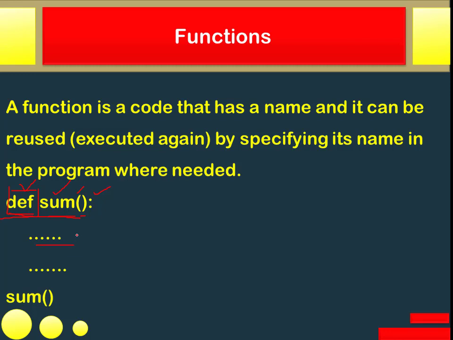Then you have to write the statements inside this. Here you can see what we call indentation and block. This whole is the block, and you can see some spaces there. And here I have just called the function, or I have just used that function, named sum. I will just show you the live example.